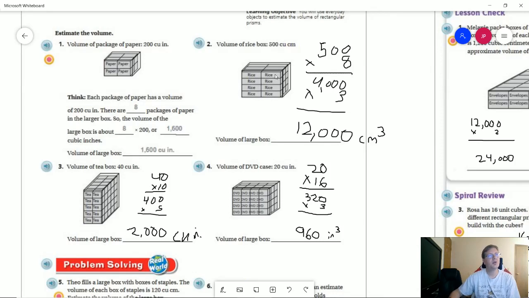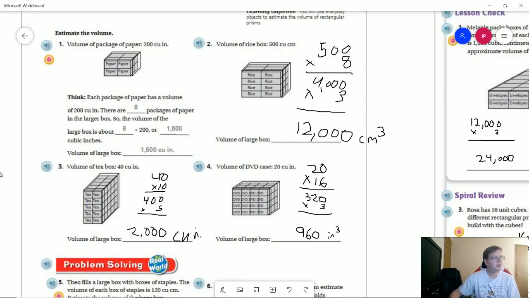Number 2 for the homework, there are 8 boxes here. Each of those boxes contains 500 cubic centimeters. And so we can multiply to get 4,000. I have 3 layers deep. So take my first answer, multiply it by 3 to get 12,000 cubic centimeters for my answer.